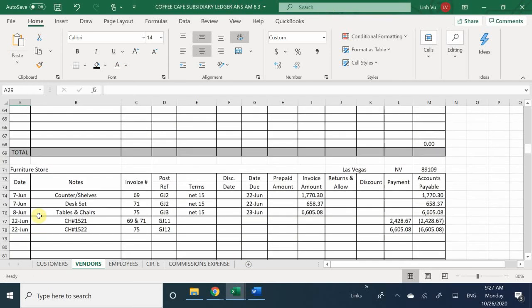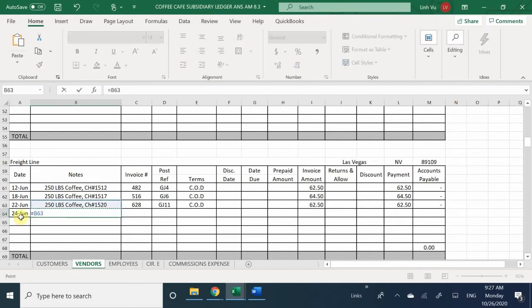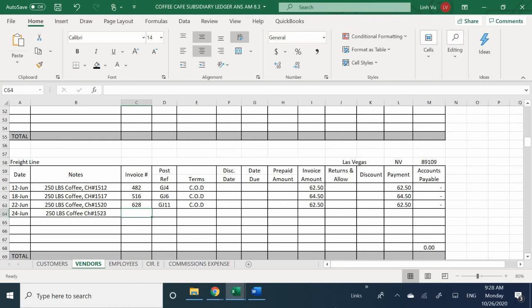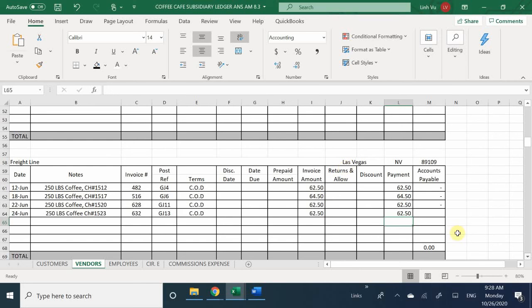So here is Haley Bros Furniture Store Freight Line. Ooh. 632. That's 250 pounds. Check number 1523. Invoice 632. DJ 13. COD. Invoice amount is at 5250. And the payment 5250. Payroll for accounts payable. Yes, we don't owe them anything. Good. Still 0.